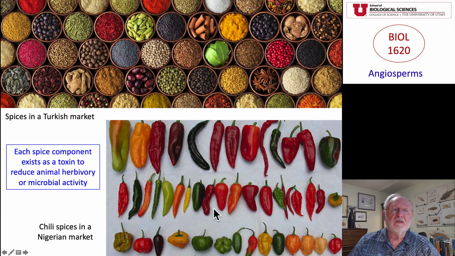So each spice component exists as a toxin to reduce animal herbivory or to reduce microbial activity. So what we take in moderation as a flavor that we add actually evolved as a mechanism to reduce herbivory or to reduce microbial activity.